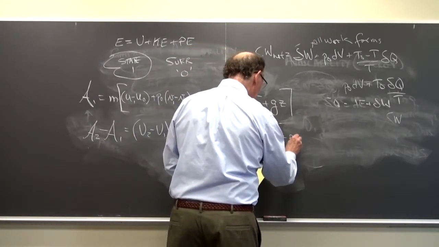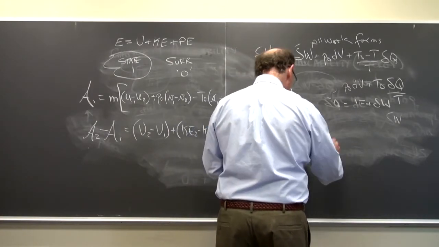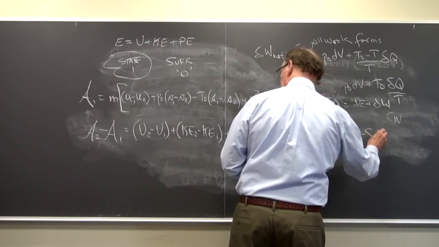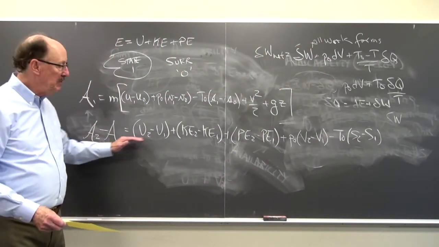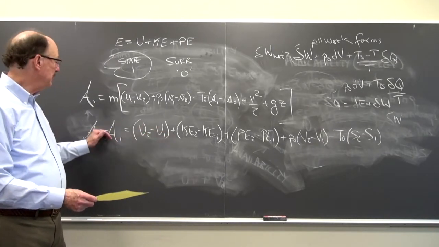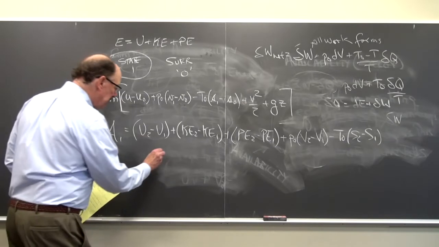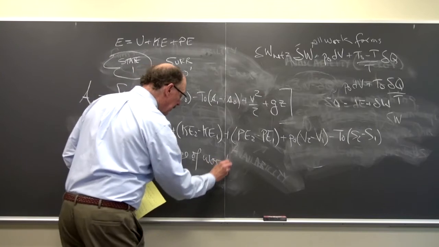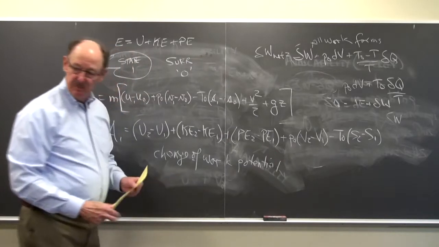Plus P0 times V2 minus V1 minus T0 S2 minus S1. And so this whole expression gives us the change of availability as the system goes from one state to another. And we're looking at the change of work potential. So this is the change of work potential. That's what this is providing us.